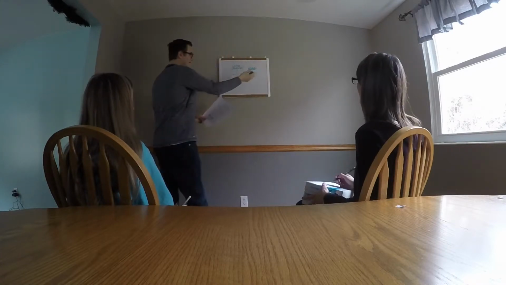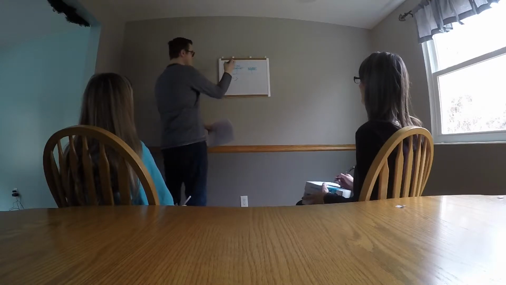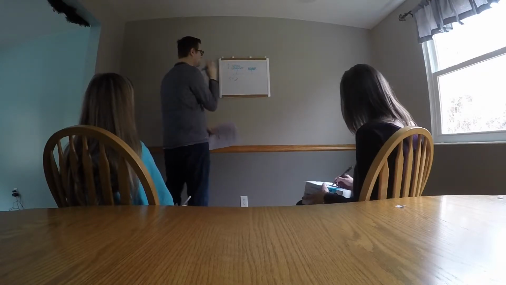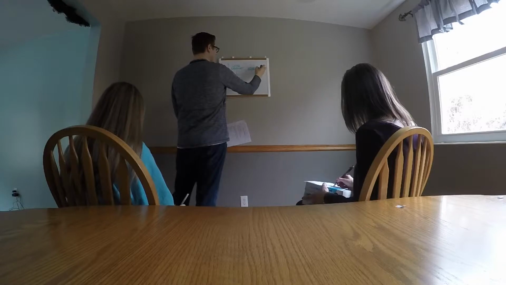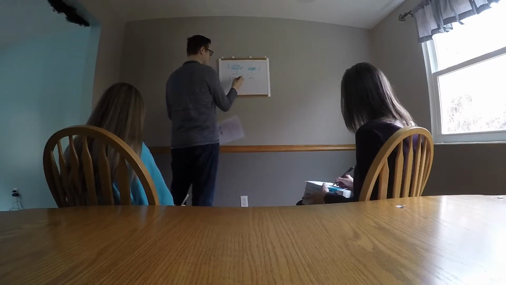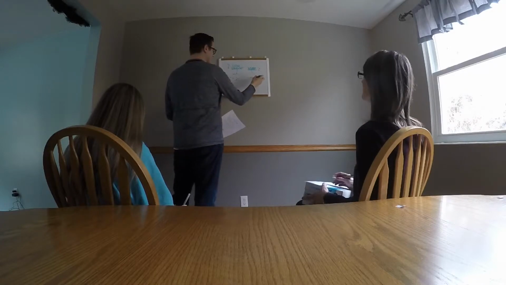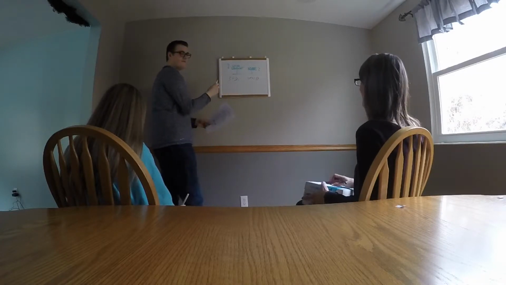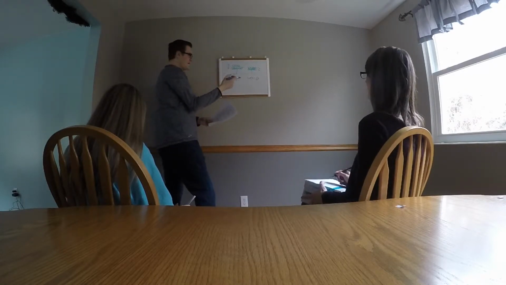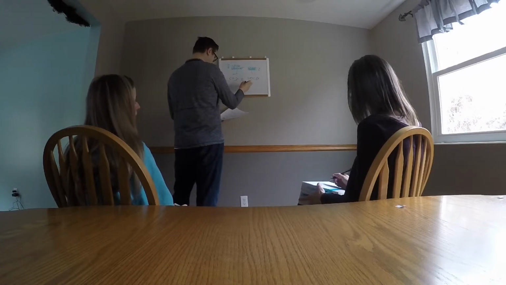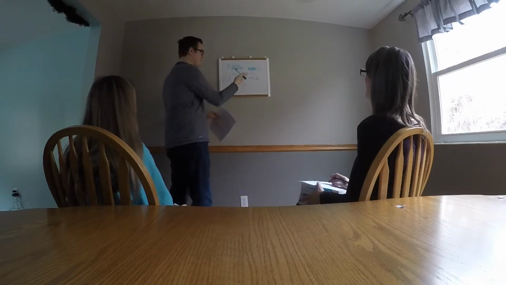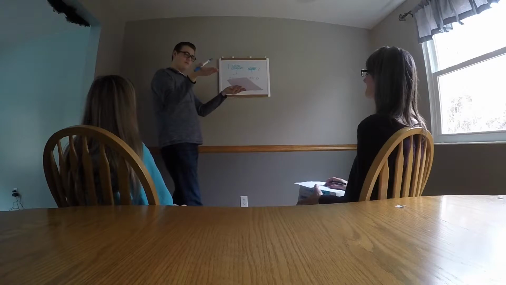So how many do we have on this side? 4 on the top. And 4 on the bottom. So 4 and 4 is 8. And 5 and 3 is 8. That's the same. So that means that they are equal. So on the scale, they would be equal.